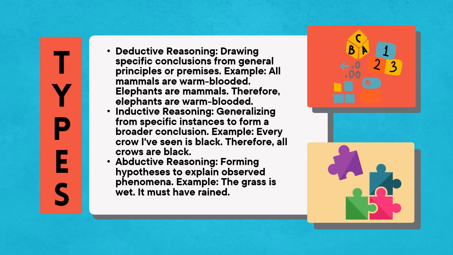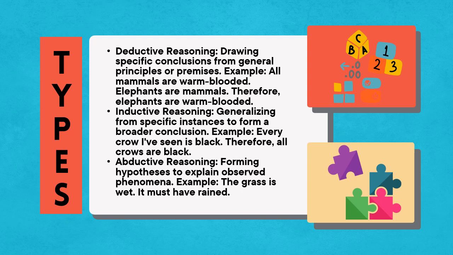So, as I've just said, it's not necessary, right? Inductive reasoning doesn't provide absolute certainty, but rather a degree of probability based on the observed evidence. Now, in abductive reasoning, you form a hypothesis, right? For example, the grass is wet, it must have rained.